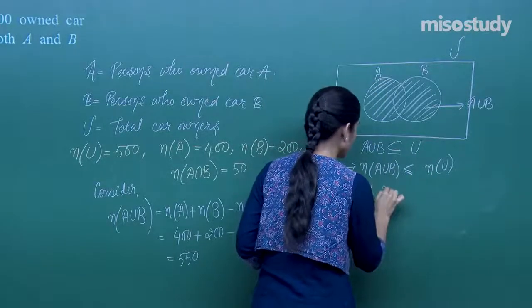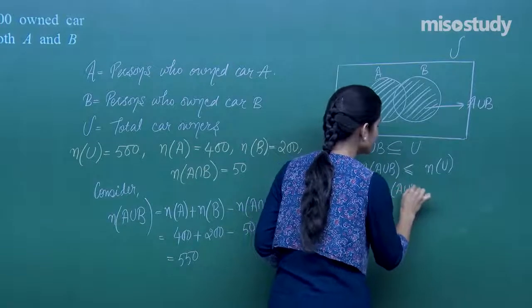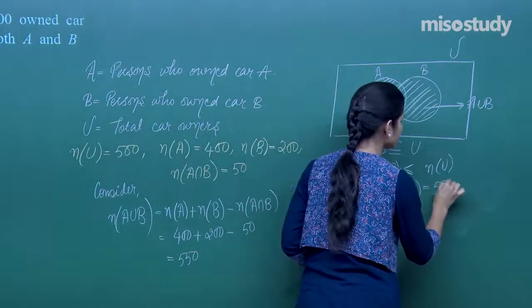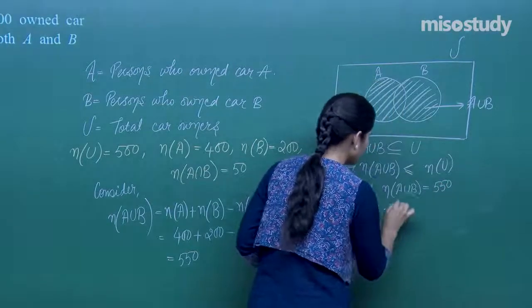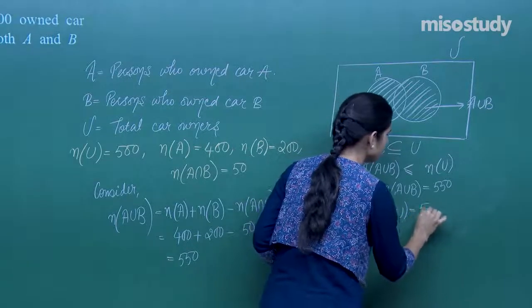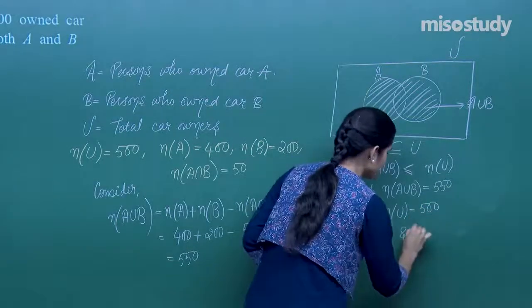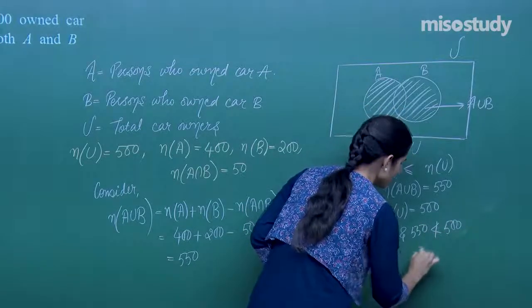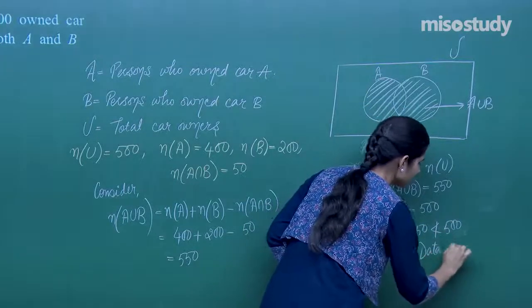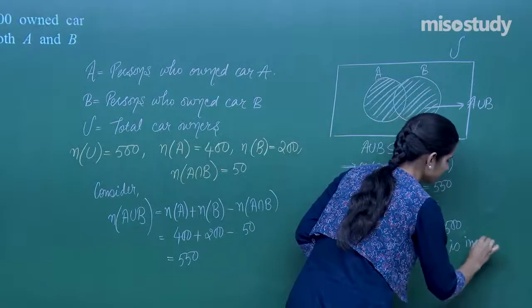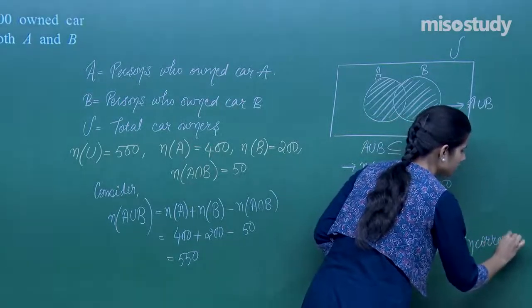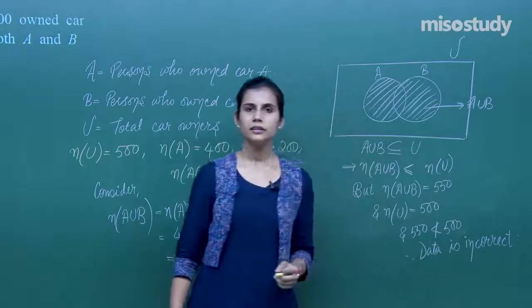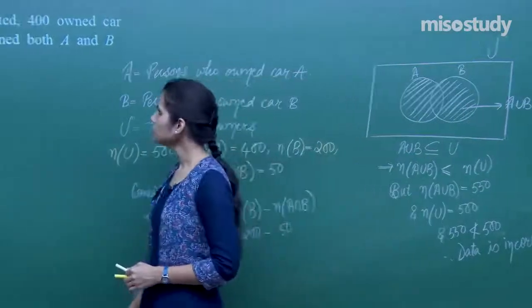But the number of elements in A union B is coming out to be 550, and the number of elements in the universal set is given to be 500, and clearly 550 is not less than 500, therefore the data is incorrect. Is it clear? That's how you conclude about this.